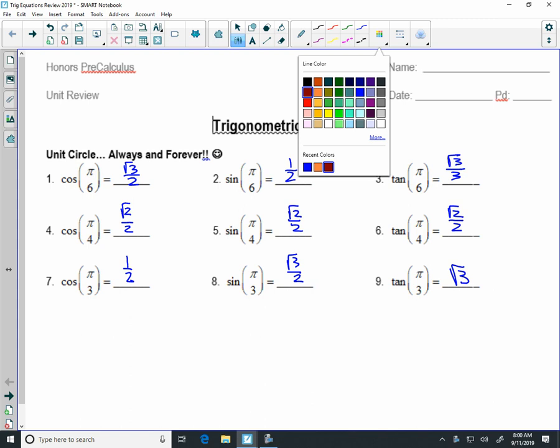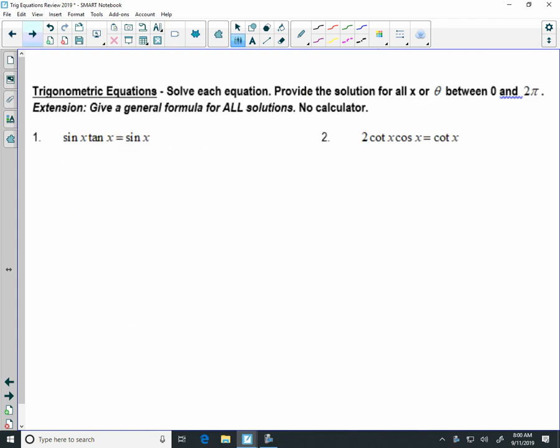If you didn't get those checked, go ahead and pause. I'm going to move on to number 1 and number 2. So for solving equations, I think there are a couple of things for you to look for. One, I would look for factoring. The second thing I would look for is, I want you to decide if you can factor or solve directly.